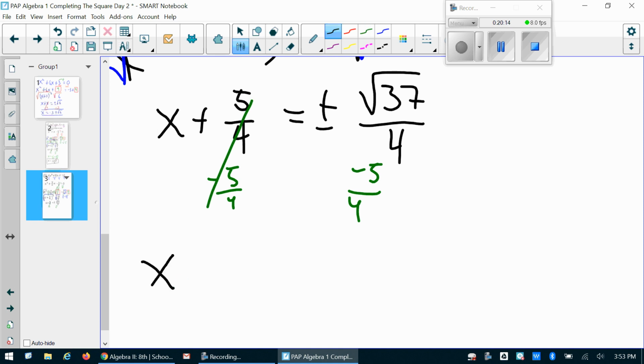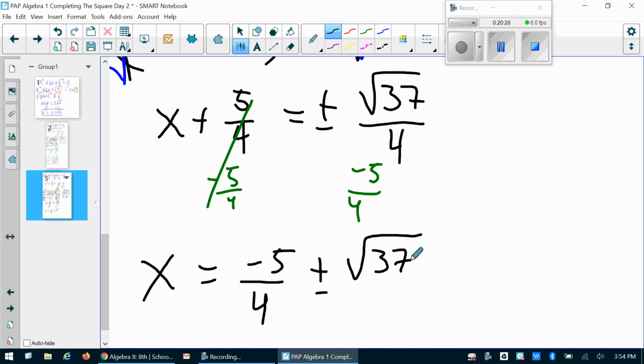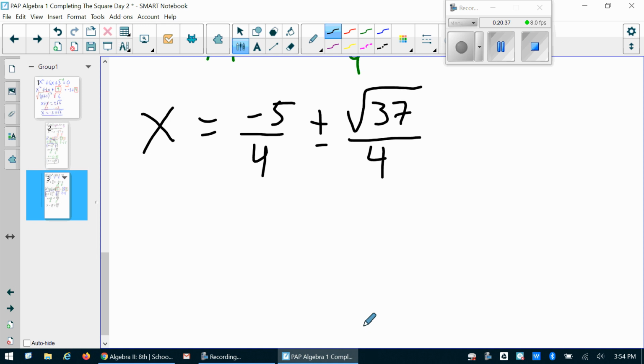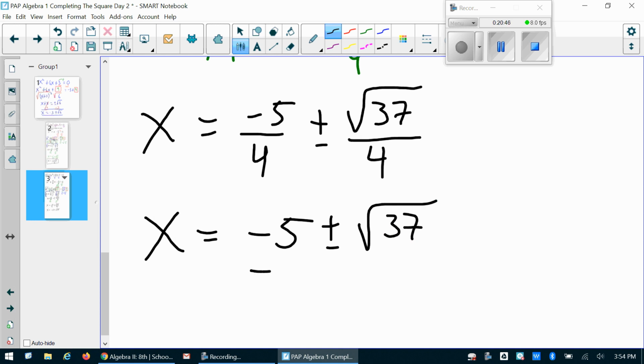And I get x equals, remember, the negative 5/4 in green, whatever I move to the right side of the equation, that goes before the plus or minus. That plus or minus is always in front of that root 37. Okay, and then if you actually add and subtract those fractions, we get negative 5 plus or minus root 37 all over 4.